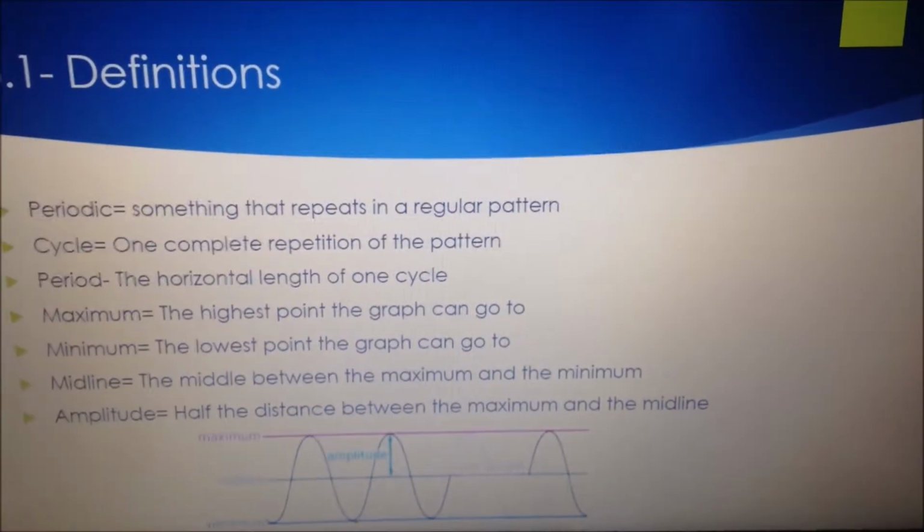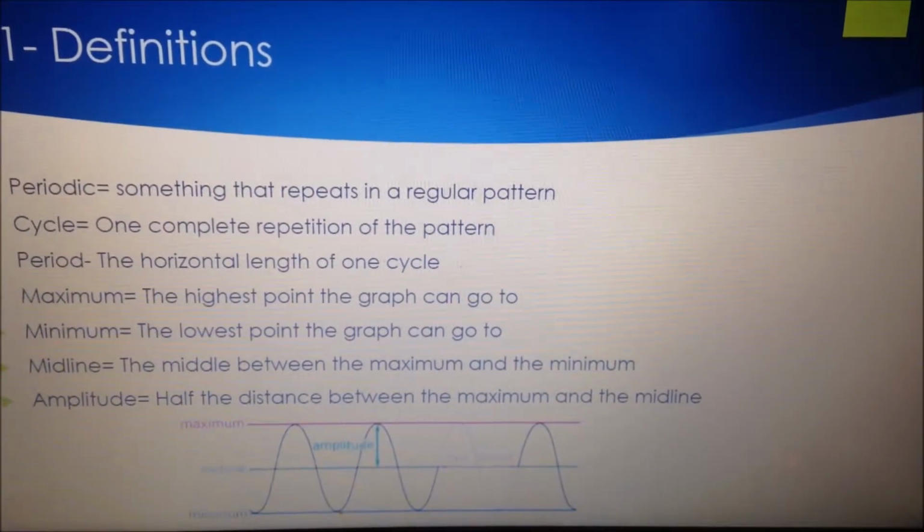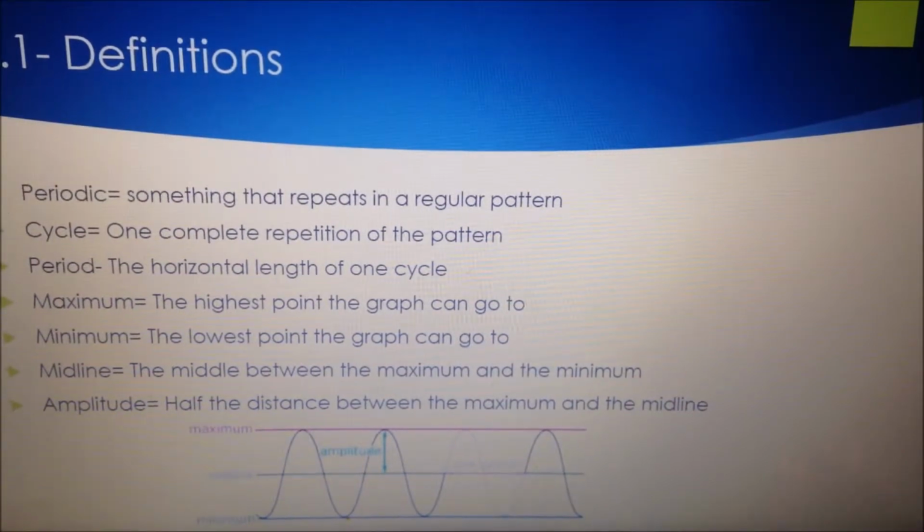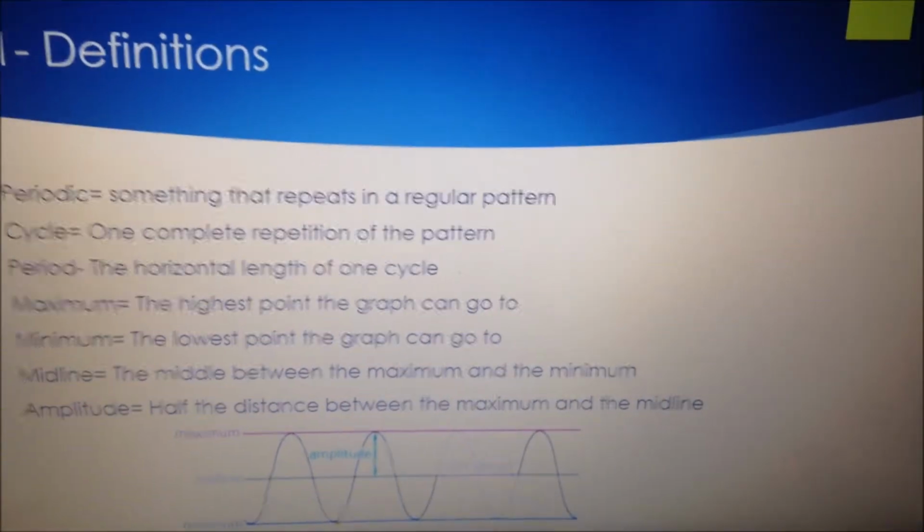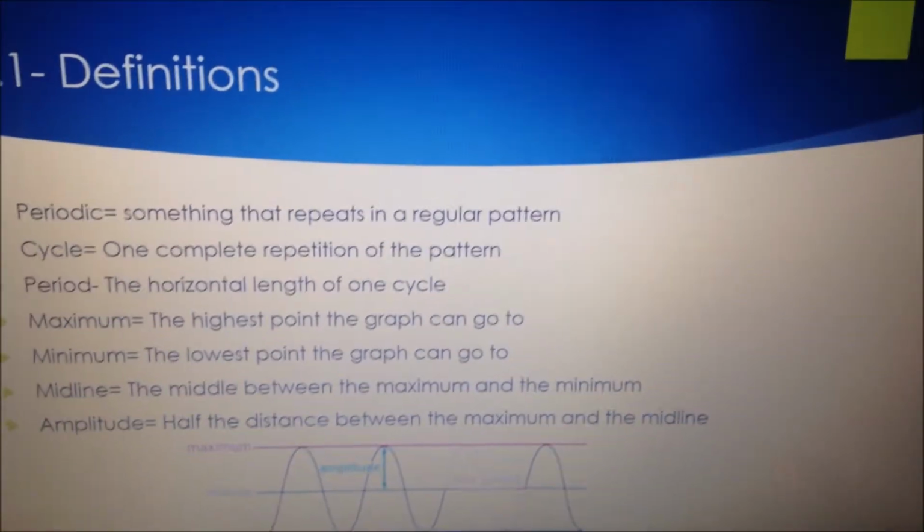and the midline. So you could take a look at that graph right here. We could tell the maximum is at the very top of the graph, the minimum is at the very bottom, and then we have the midline, and then we have the period and the amplitude.